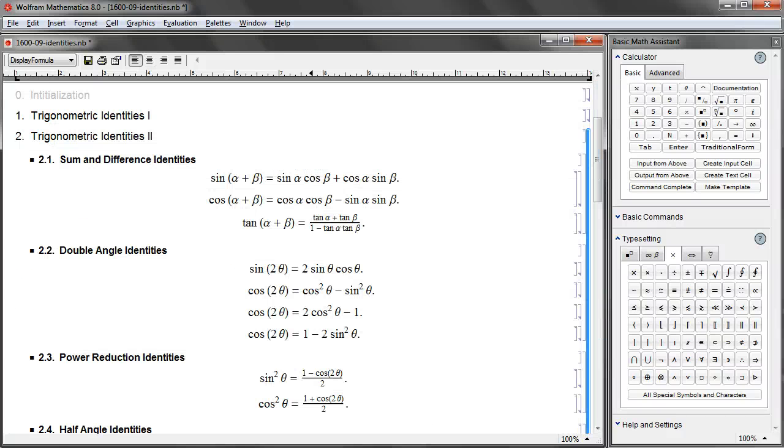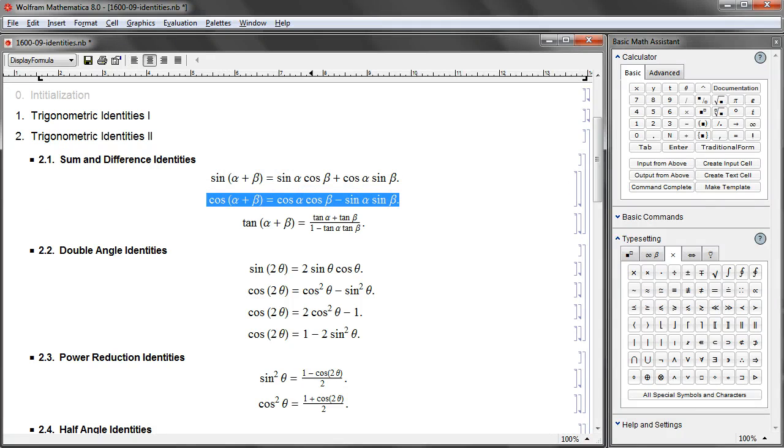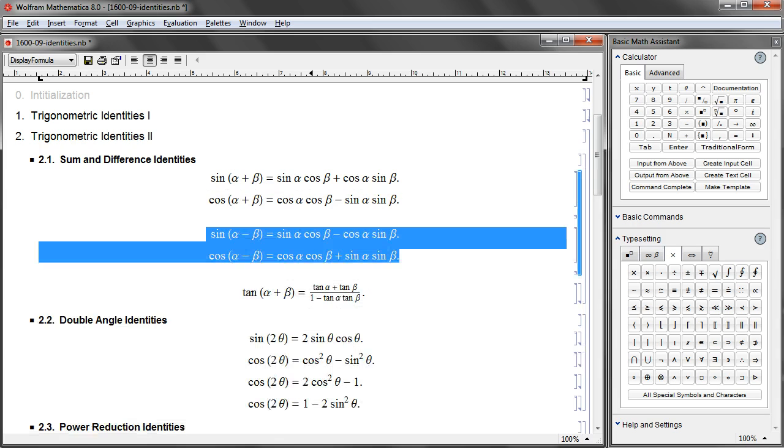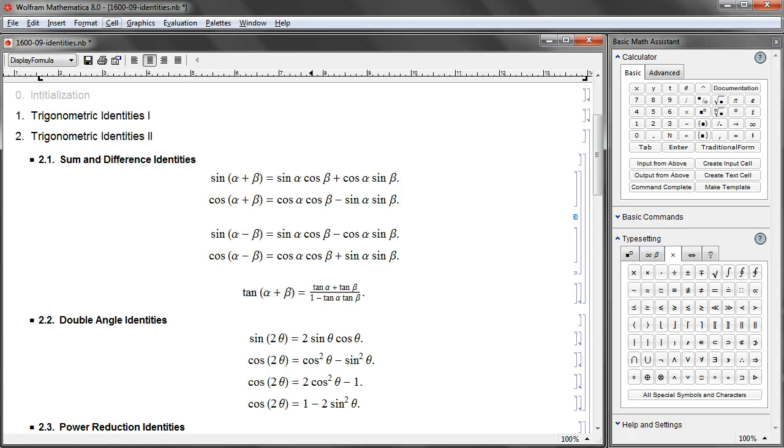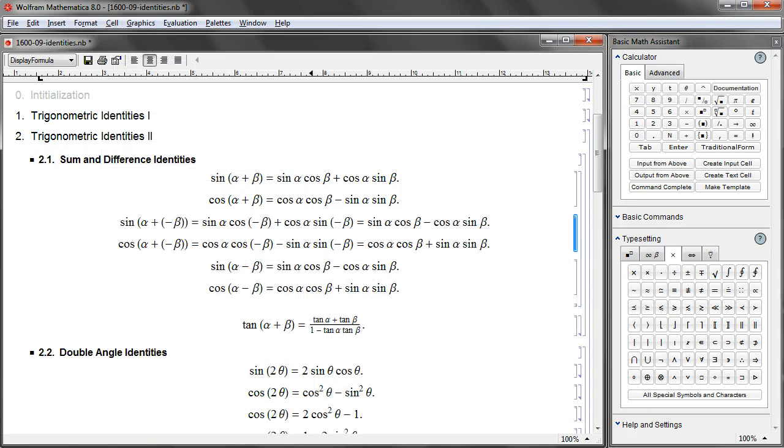As for the new identities that showed up in chapter 7, everything was based upon the sum identity of sine and the sum identity of cosine. For instance, how about the difference identities of sine and cosine, like these two? Well, we can deduce those from the sum identity of sine and cosine simply by replacing alpha minus beta by alpha plus negative beta and applying the sum identity and doing the computation like that or like that. In any case, you can clearly see that everything is coming from these two.